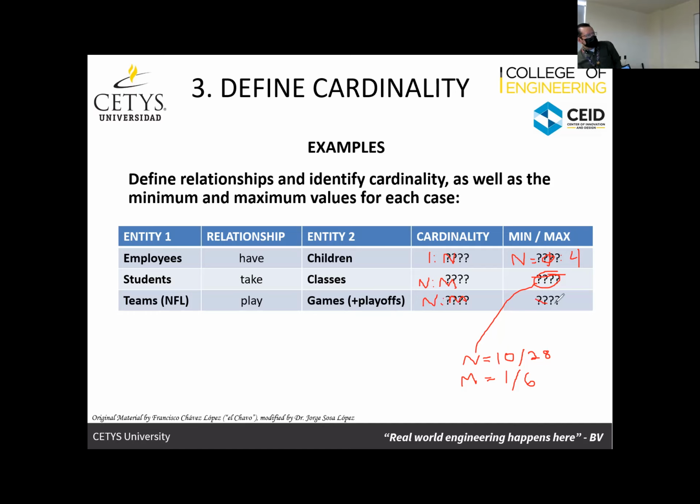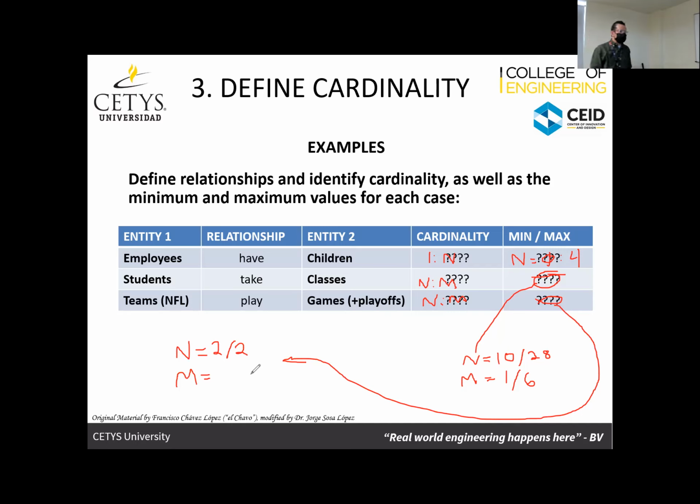Looking at the minimums and maximums over here, if we were to be talking about the teams and the games, in the case of the teams, what would be the minimum amount of teams that are required to play a game, and what would be the maximum amount of teams required to play a game? 2 and 2. We have to have at least 2, and we actually can't have more than 2, so it would be 2 and 2, minimum and maximum.